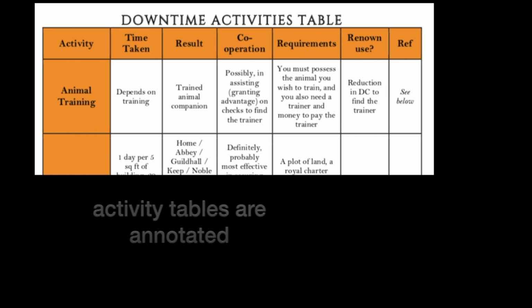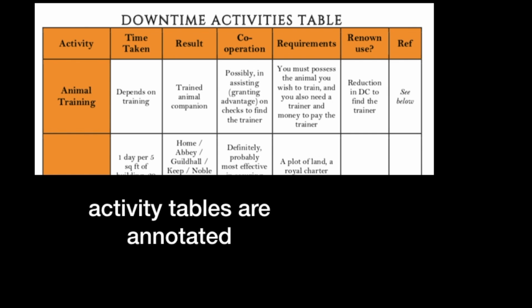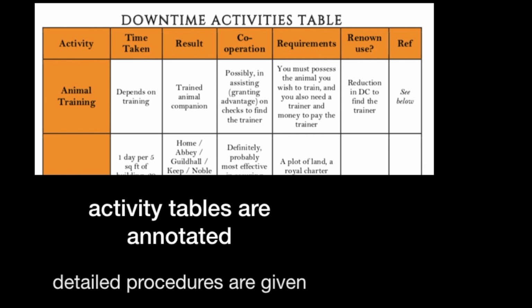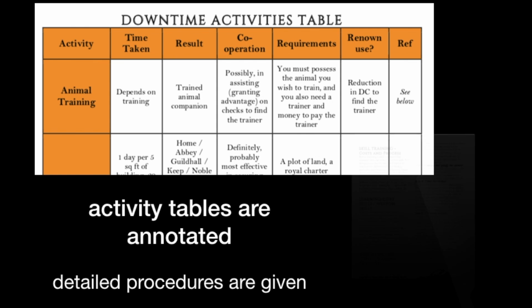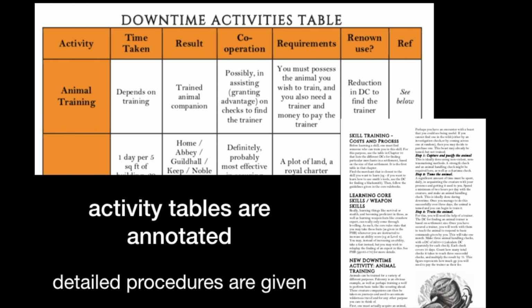One of the great things is this downtime activities table. And what this shows you here are things that are available. I'm just showing you a small portion. It actually goes on to 2 pages. A small portion of various activities that you could do, what the result of that activity would be, and what the requirements would be for doing that activity. And then the last column there is the reference column, and you'll see where it says see below, the book has detailed explanation of what it would actually mean to do this activity.